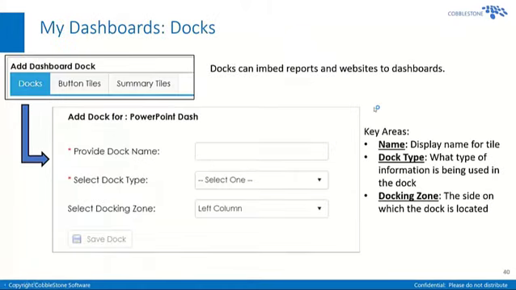But if we are building a personal dashboard that is a legacy, we have the options for docs, button tiles, and summary tiles. Docs are probably the most common thing to live on a dashboard. We give the doc a name. We select the doc type. The most common doc type is an ad hoc report, which means you're going to see the ad hoc report, kind of like we just ran, right on your dashboard.